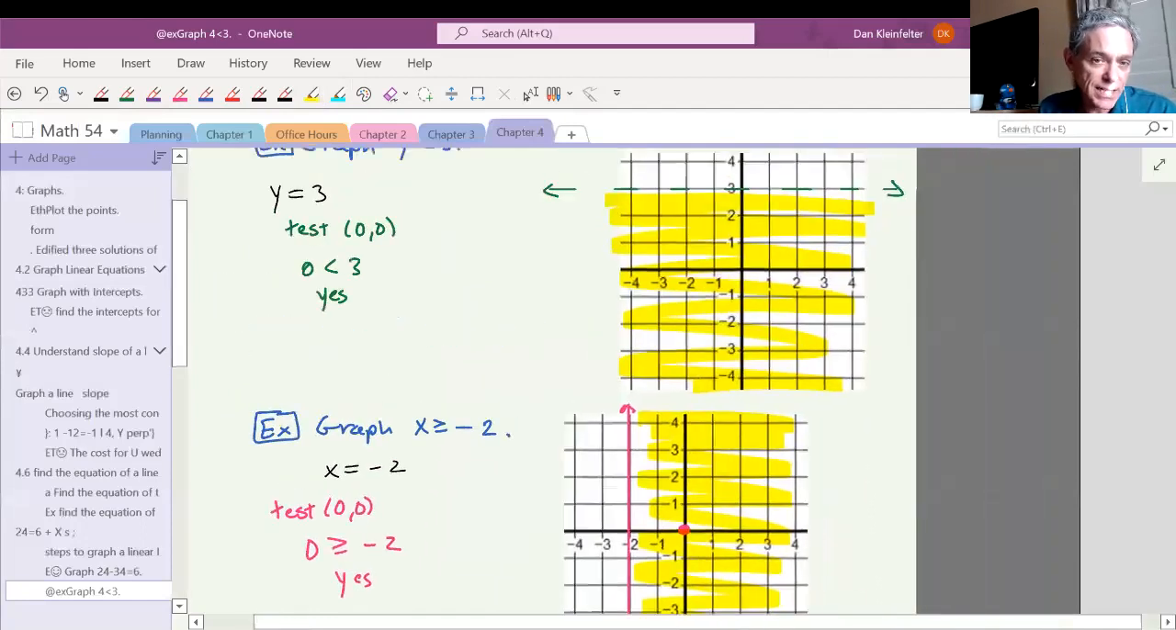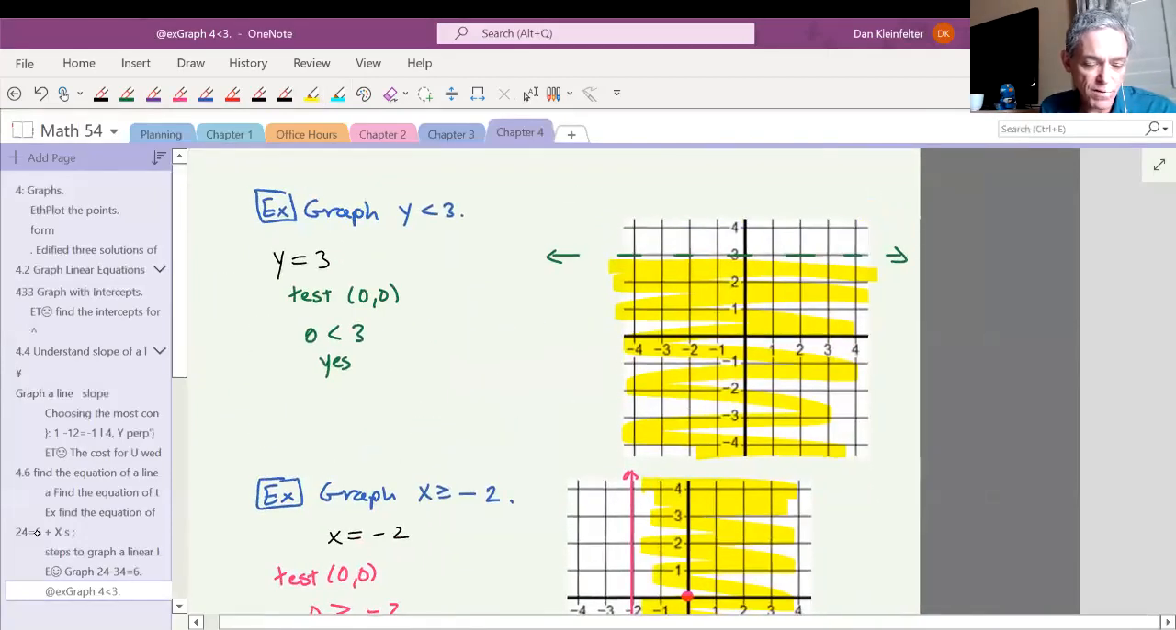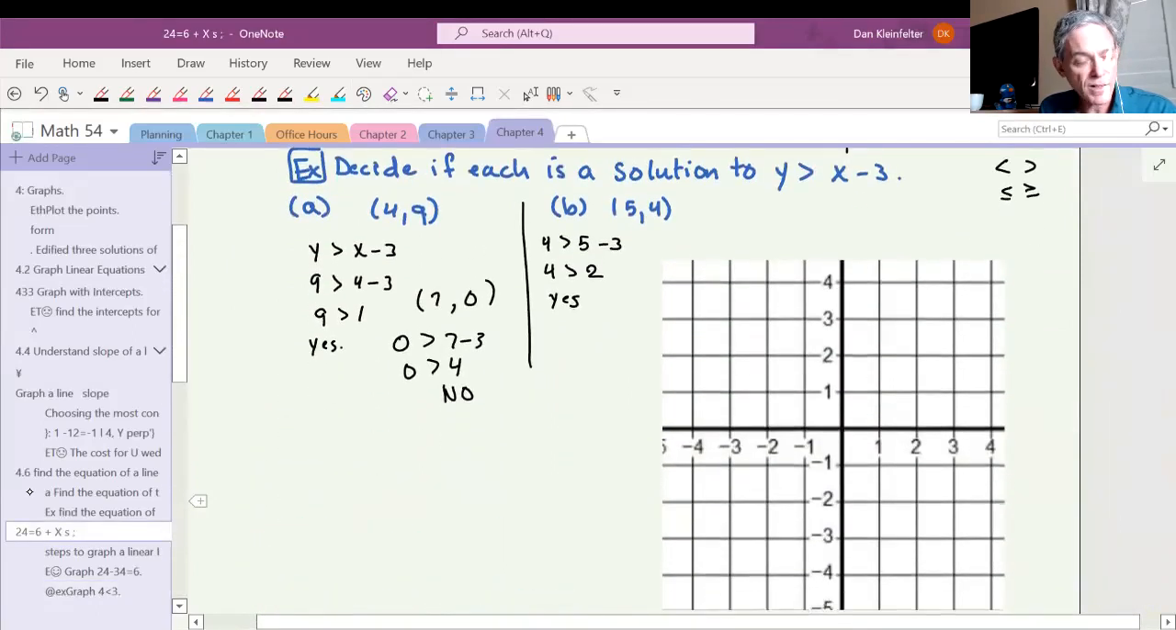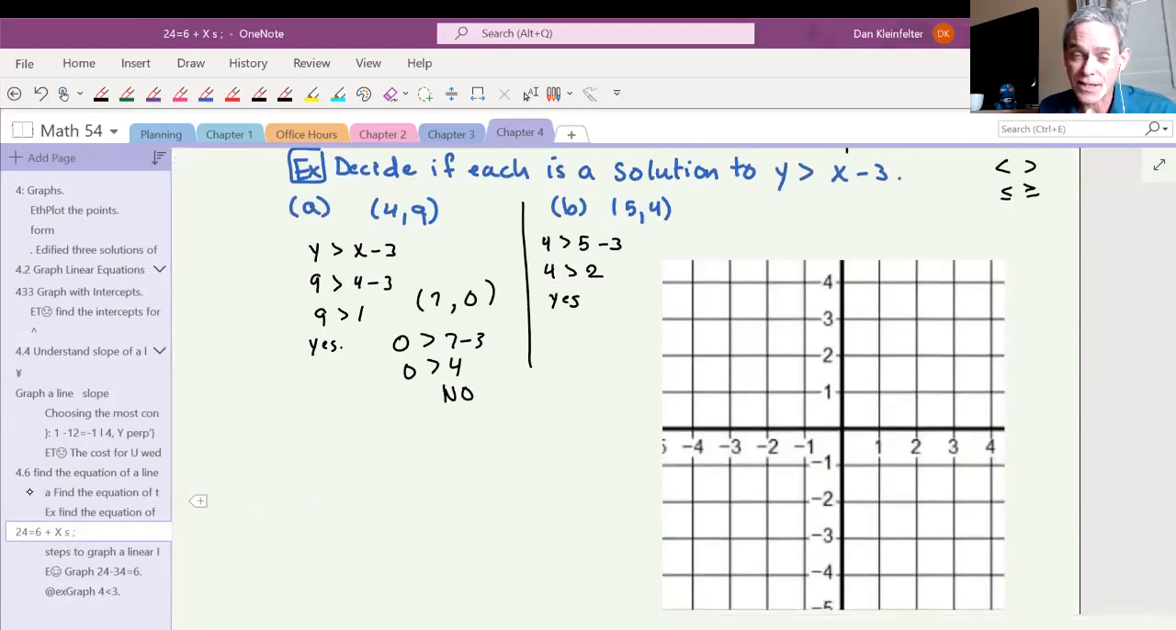Okay, that's it. That takes us to the end of this section. It was a rather short one. We saw that it was just a couple of steps. Graph the corresponding line. And if it's strictly less or greater, use a dashed line. If there's an or equal to, use a solid line. Check a point on one side of the line or the other. And if it passes the test, the solutions are on that test point side, otherwise they're on the other side.